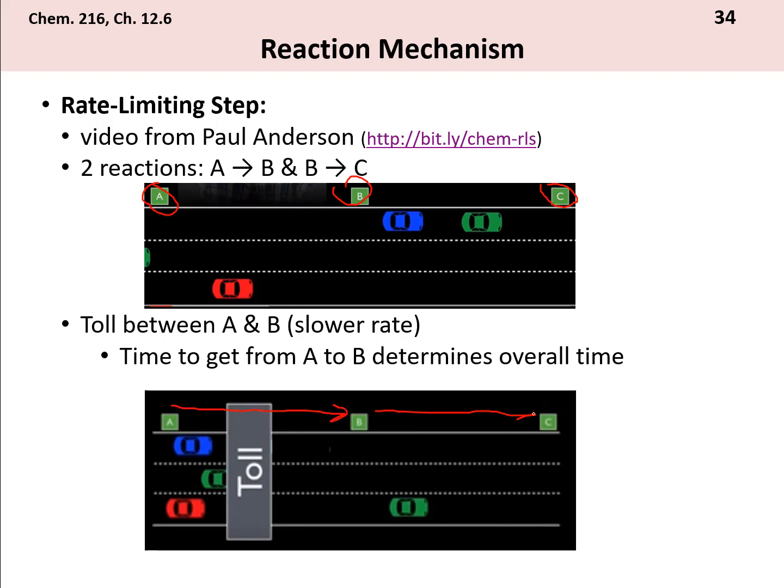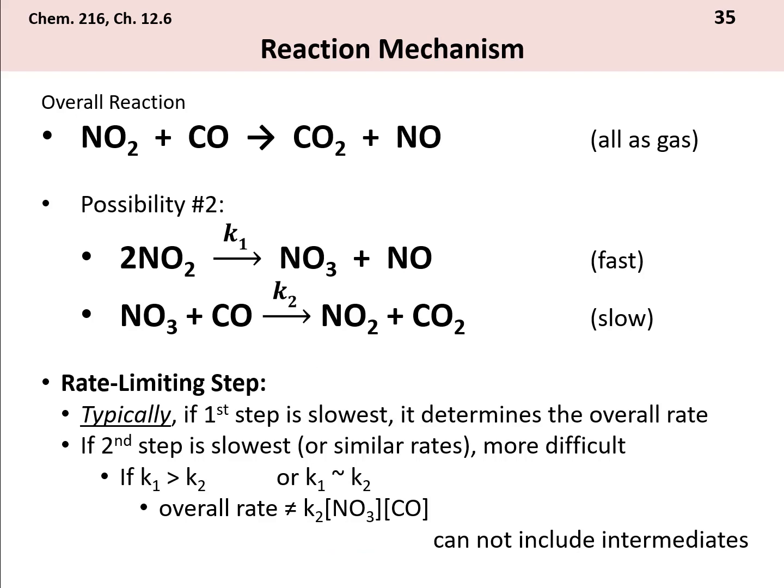Now, what's going to happen is the time going from A to B is going to be much slower than going from B to C. So it'll take a long time to get from A to B, and then it'll be really quick. So this step right here is my rate limiting step. If it's this first step, I can say the overall time is determined by this first step.